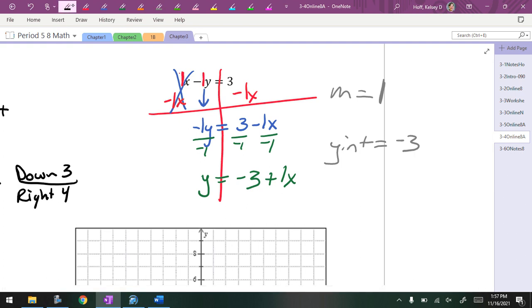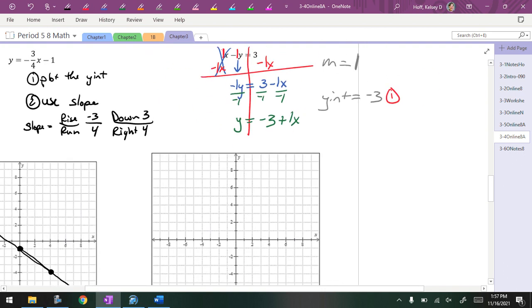What's the first thing I do to graph it? Plot your y-intercept. On your y-axis, put a point at -3. Cool, Miss Hoff. You told me slope is rise over run. How am I supposed to do a rise over run if my slope is just 1? Aiden? Because what? It is not a negative. How am I supposed to graph a slope of rise over run if I just have 1? You can put it over 1, right? Your whole number can always go over 1.